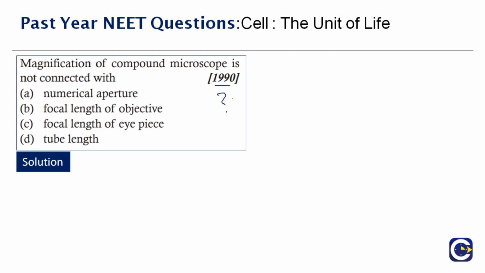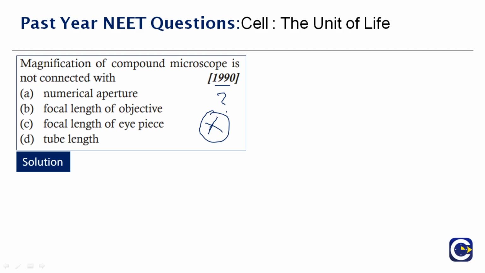Why? The magnifying power is represented by the symbol x. We all say 10x, 45x. So it is always denoted with the help of x. The total magnification of a microscope is obtained by multiplying the objective magnification and the ocular lens magnification.